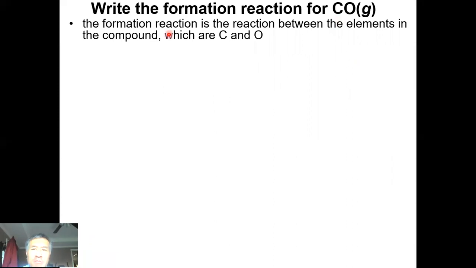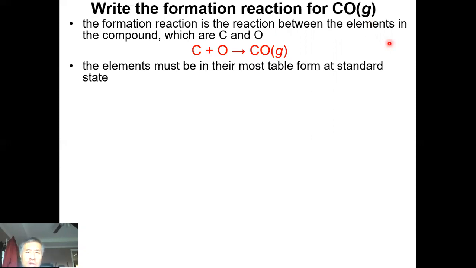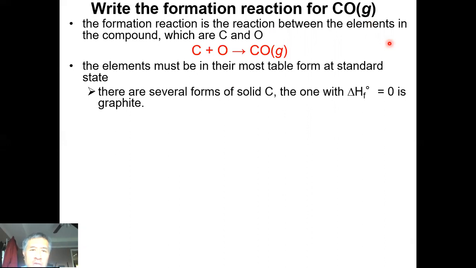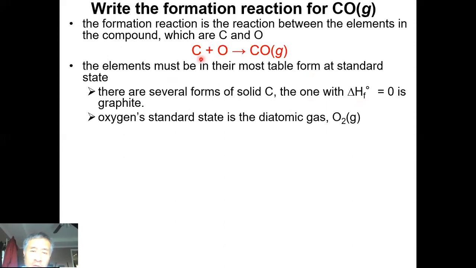The formation reaction is the reaction between the elements in the compound, which are carbon and O. So then next we'll decide what form of those carbon and O to use. We first say we need these two elements to produce carbon monoxide gas. Definitely we need carbon and oxygen, but that's not the final answer because we have to specify what form we use for carbon and what we use for oxygen. The elements must be in their most stable form at a standard condition. There are several forms of solid carbon. The one with delta H naught F equal to zero is graphite. So now we know we're not simply using carbon, we'll use carbon as graphite. Also for oxygen, the standard state is the diatomic gas, O2 gas.